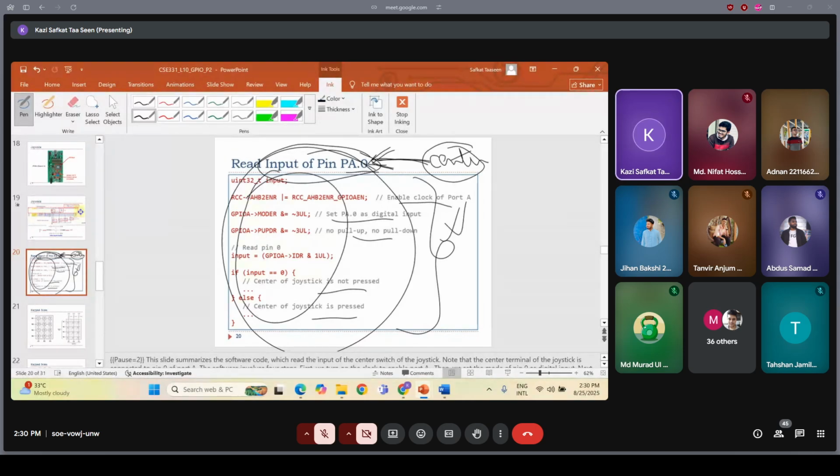I'm not saying it will come up, but this is the type of questions you might see. Or just what are the relevant registers involved? Here, what are the relevant registers? Your clock enable register is a relevant register, the AHB2 peripheral clock enable register. The mode register, the PUPDR, right? The IDR, called the input data register. Since here you're detecting an input, the IDR register comes into the picture. So what are the registers involved? That could be a possible question.